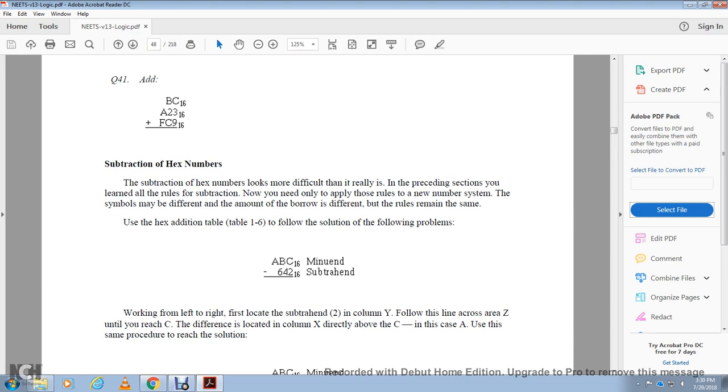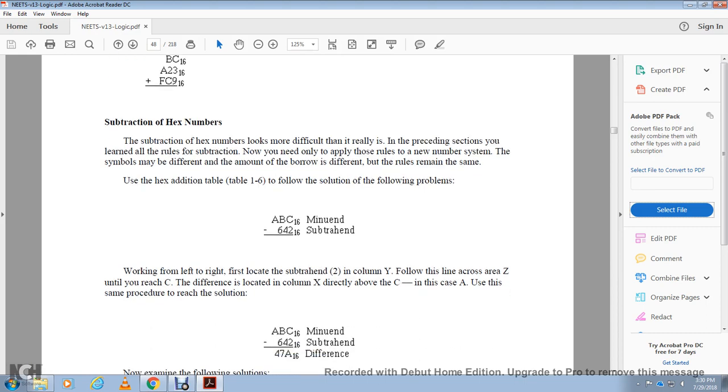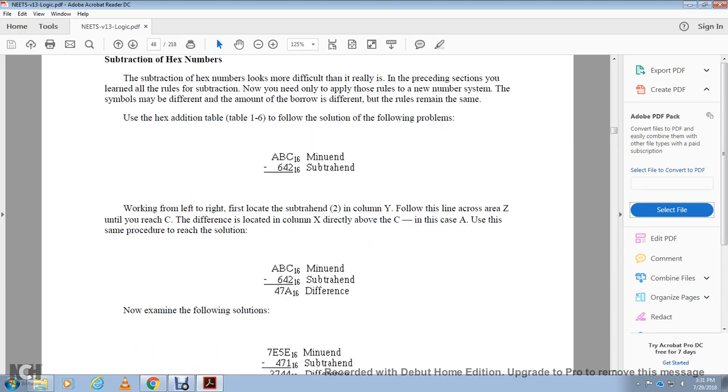Working left to right, first locate the subtrahend in column Y, then find the row with the first line crossing C. To reach the difference, locate the column X directly above the C, but in this case A, following the same procedure. All right, so you have A minus 2 would be C, and B minus 4 would be 7, and A minus 6 would be 4, which would give you 47C base 16 as the difference.